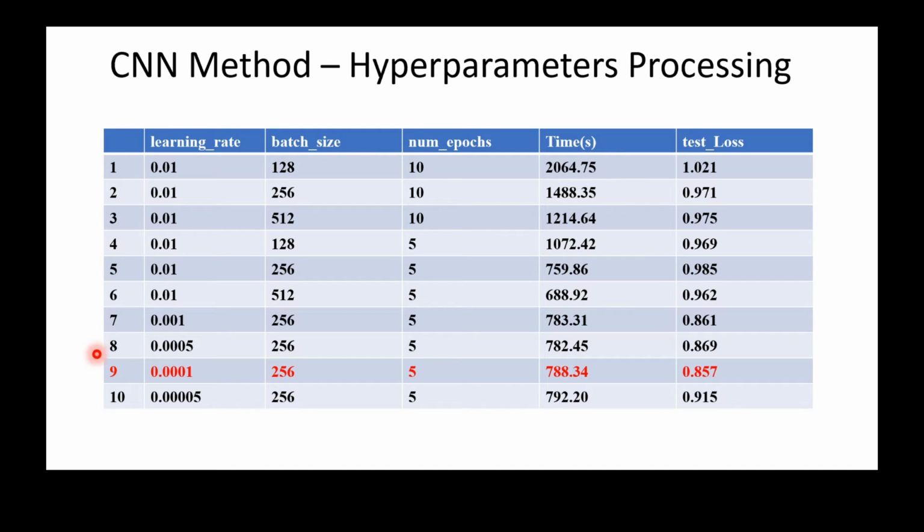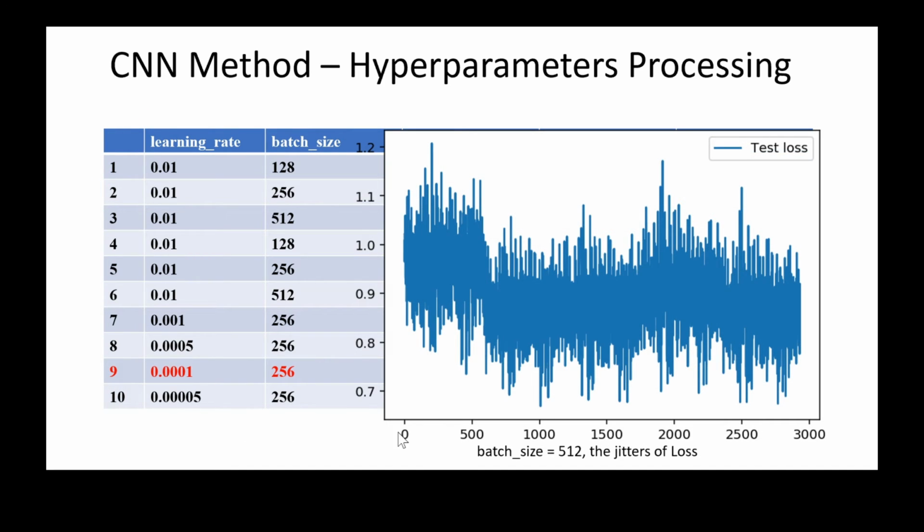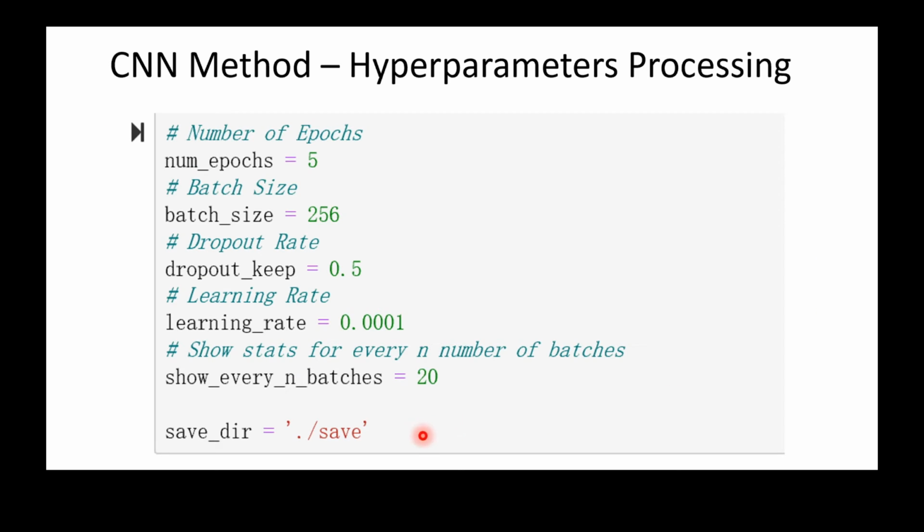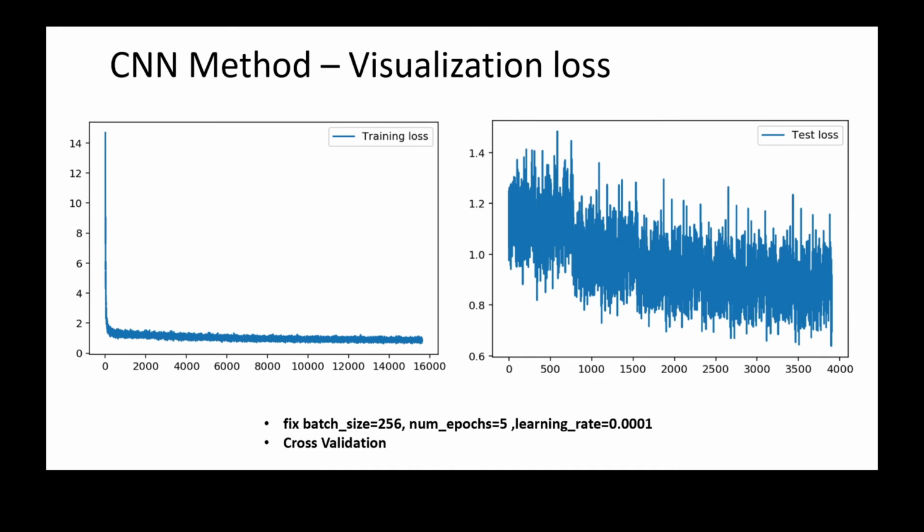After 10 times, we find when batch size equals 512, loss will fluctuate. And when we decrease the learning rate, loss decreased. But when the learning rate decreased too small, the loss increased. So based on this, we fix the parameters as below. And we do the cross validation. The dataset is divided into training set and test set according to the ratio of 4:1. After that, we can visualize the training loss and test loss. We can see the decreasing trend of the test set.